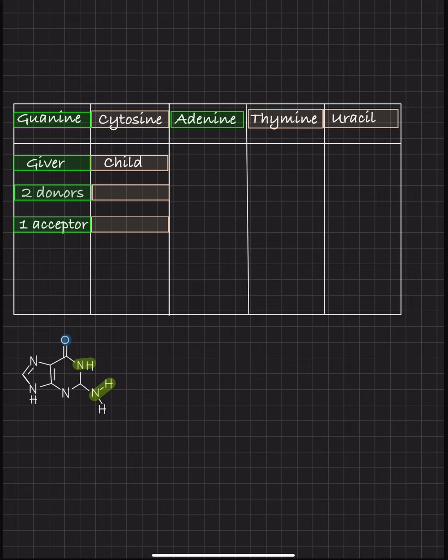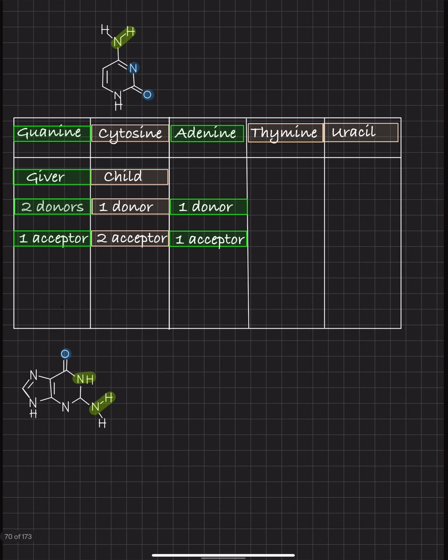For cytosine, on the other hand, I already gave you a sneak peek. The way I remember cytosine, I remember child. Why child? Children usually are really selfish. So it's going to have the opposite: 1 donor and 2 acceptors. Again, it's going to accept more than it gives. If you look at the top, what is in blue is going to be the acceptors, and what is in green is going to be the donor.